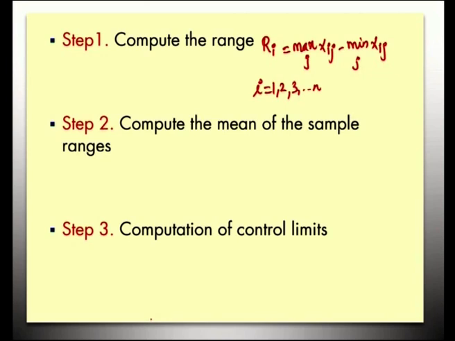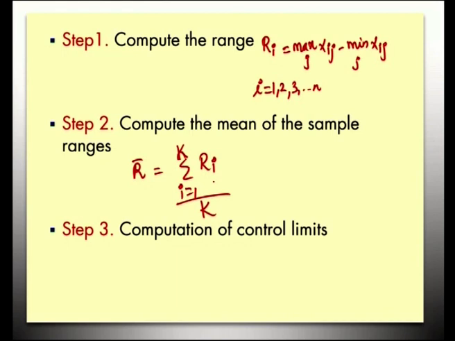Okay. And compute the mean of the sample ranges, that is R bar. R bar is equal to summation i is equal to 1 to k Ri divided by k, because we are going to add the ranges of k samples, and mean R bar will be addition of all those ranges divided by number of samples. Okay. And then computation of control limits.